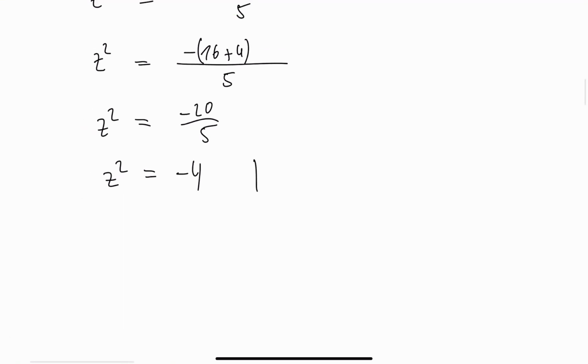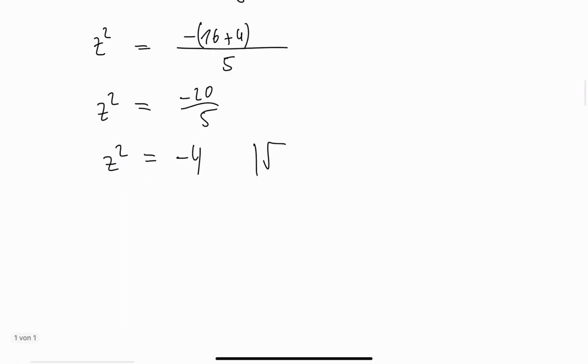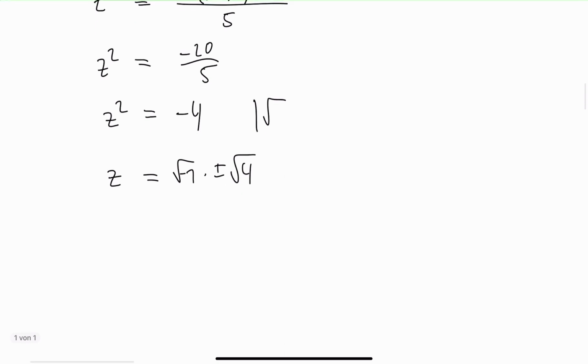And now we have to take the root. c equals plus or minus the square root of negative 4. So we can break this up into parts: the square root of negative 1 times plus or minus the square root of 4. The square root of negative 1 is by definition i. So we have c1 equals i times the square root of 4, which is 2. So we have 2i.